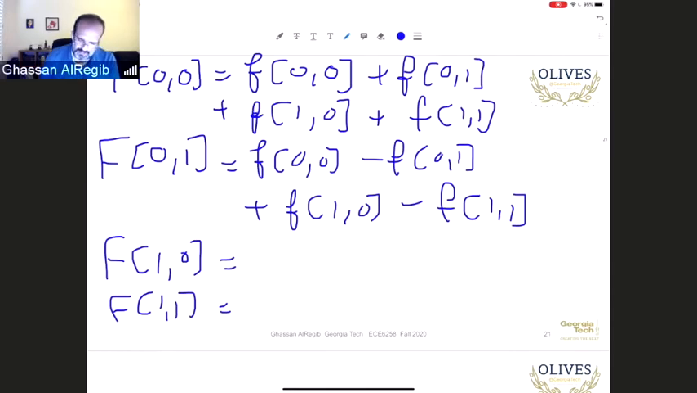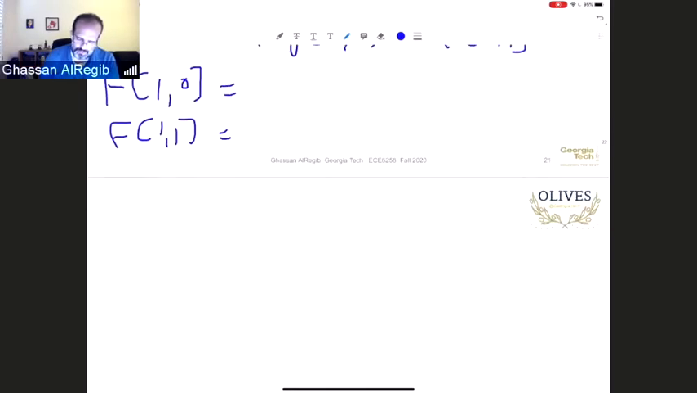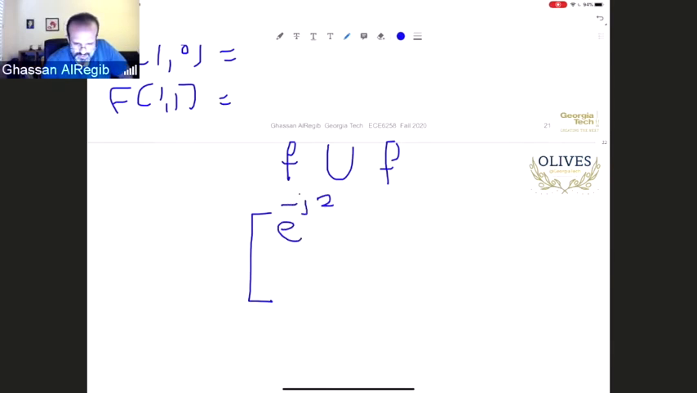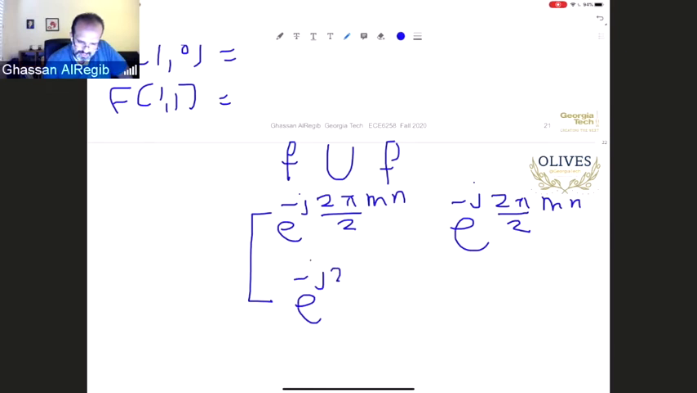Now in the matrix formulation, what we had was U F U. What is really U in this case? So it's a 2 by 2, and then I have e to the negative j 2 pi mn over 2. And then here I have e to the negative j 2 pi mn over 2. This one here, e to the negative j 2 pi mn over 2, e to the negative j 2 pi mn.